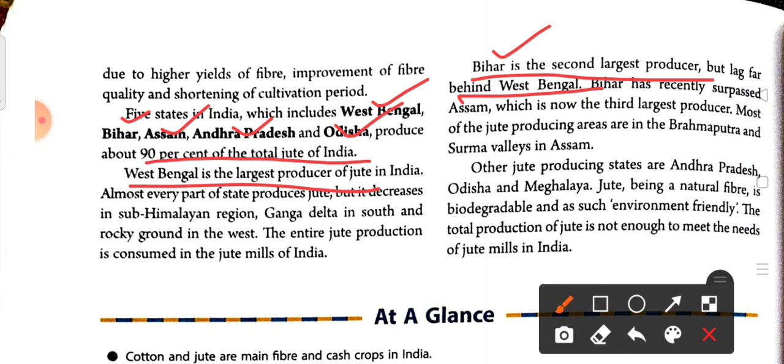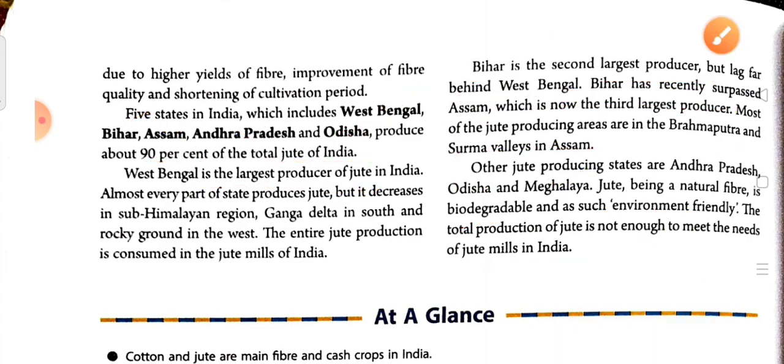Bihar has recently surpassed Assam, which is now the third largest producer. Most of the jute producing areas are in the Brahmaputra and Surma Valley in Assam. The other jute producing states are Andhra Pradesh, Odisha and Meghalaya. Jute, being a natural fiber, is biodegradable and as such environmentally friendly. So the total production of jute is not enough to meet the needs of the jute mills in India.